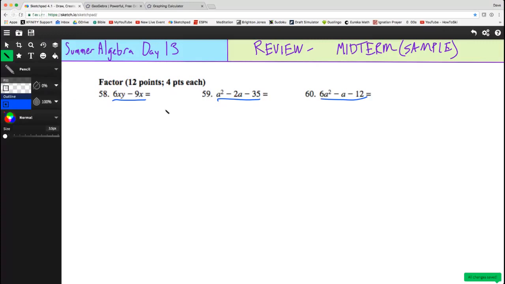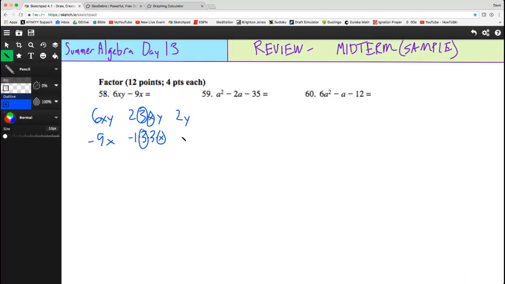Our GCF: 6xy, that's 2 times 3 times x times y, and negative 9x, that's negative 1 times 3 times 3 times x. So our GCF is 3x, and our leftover up here is 2y, and down here is minus 3. So it's our GCF times our leftovers. And then we can check if we want. That's 6xy minus 9x.